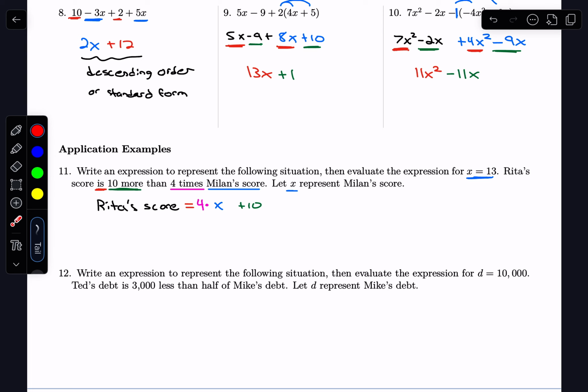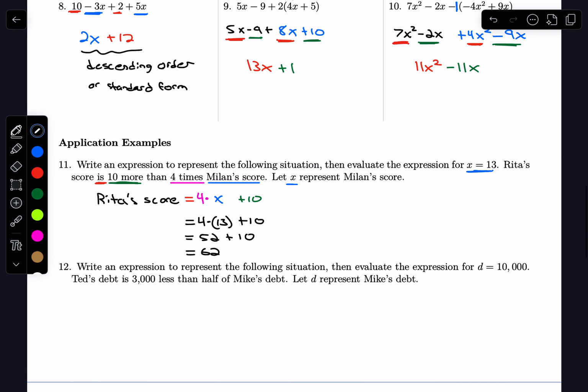All right, so now it says to evaluate this expression for when x equals 13, which means that Milan's score is equal to 13. So we're going to say that Rita's score is equal to 4 times 13 plus 10. And now we follow order of operations. 4 times 13 is 52, and we're going to add 10. So we're going to get 62 is Rita's score. All right, so we modeled Rita's score generally by doing 4x plus 10, and then we found out what Rita's score actually is by substituting in what Milan's score was.